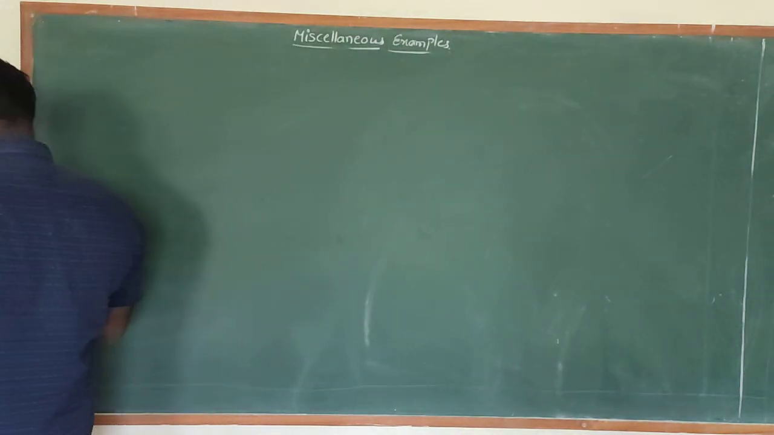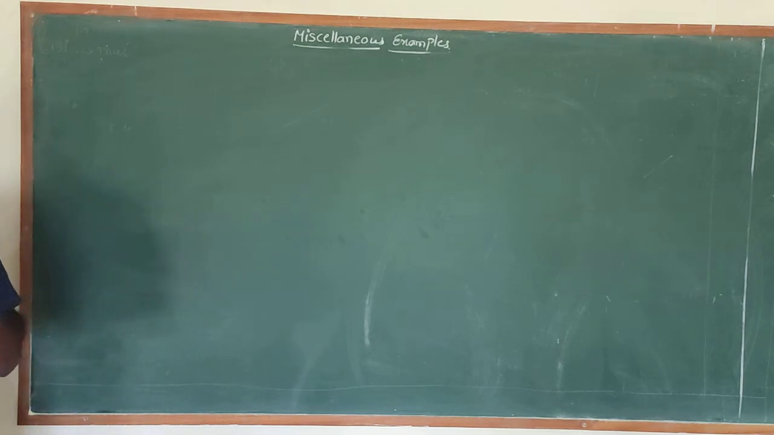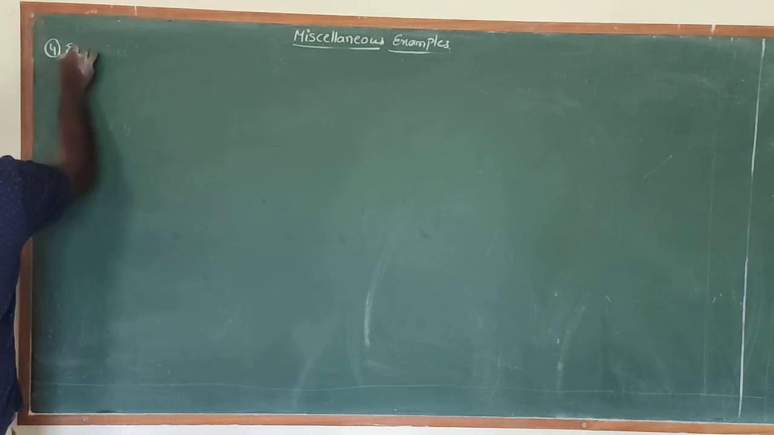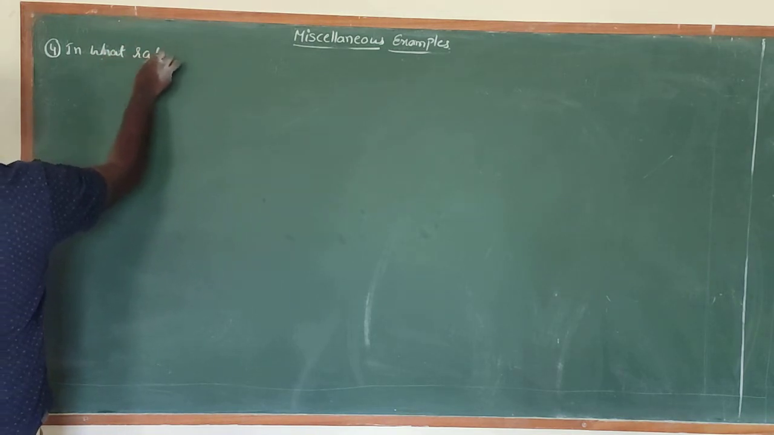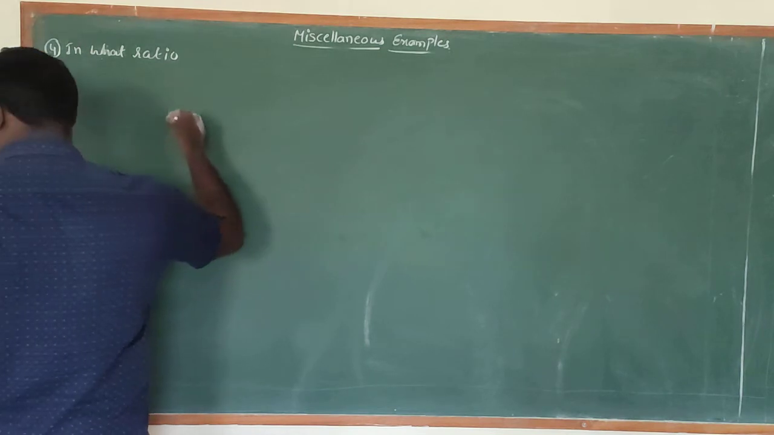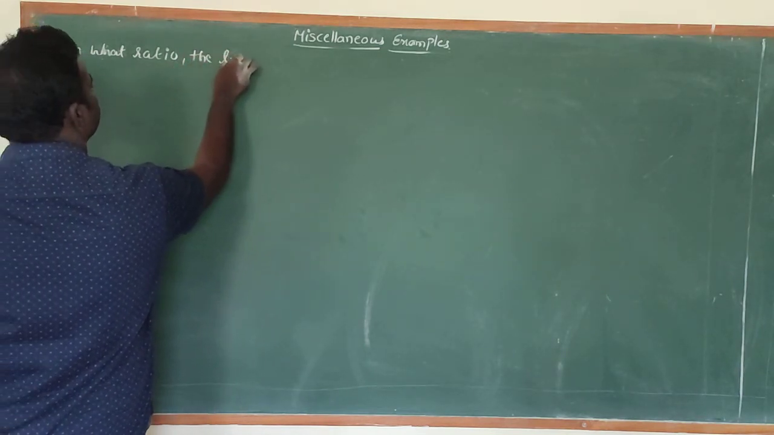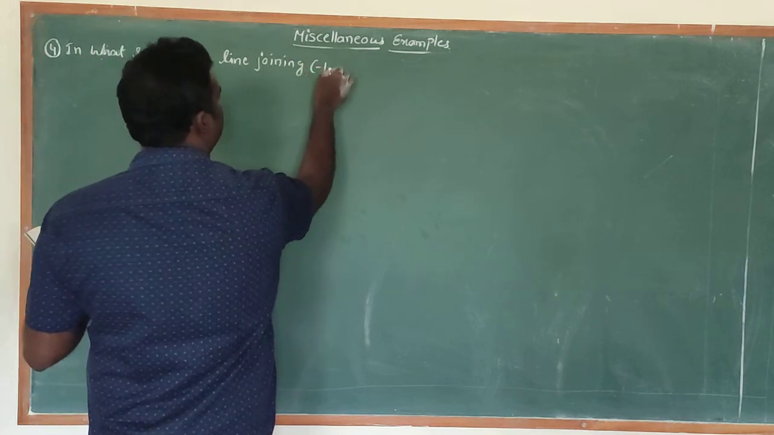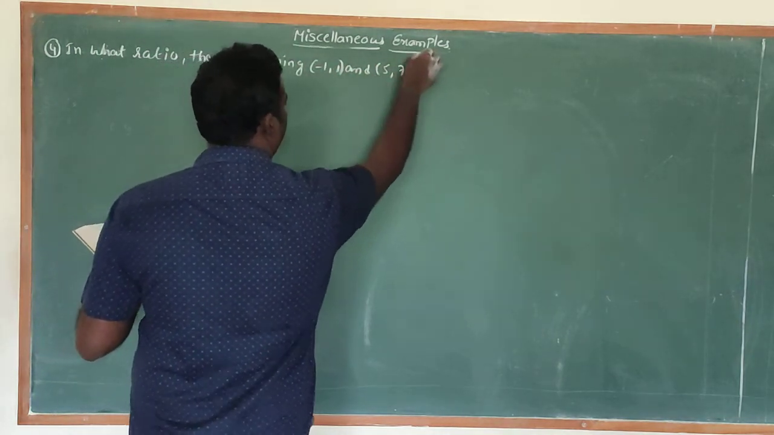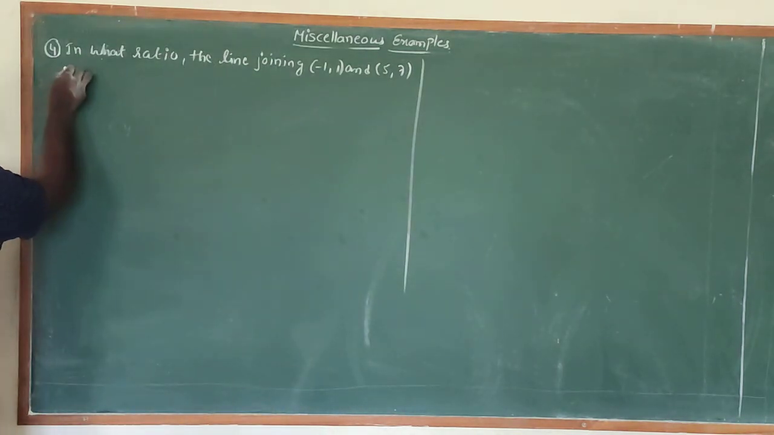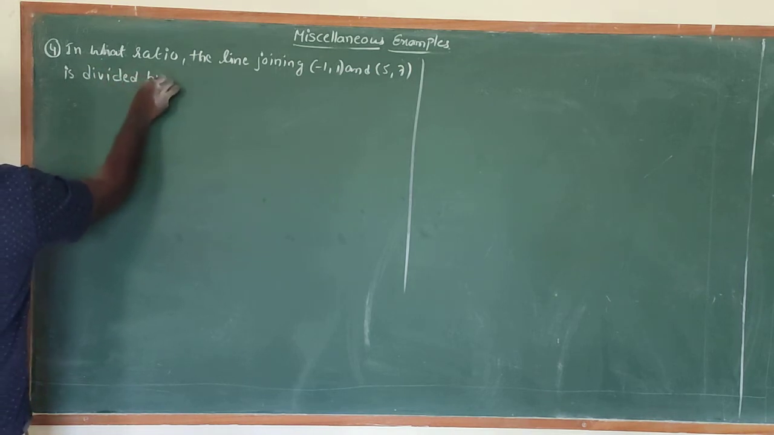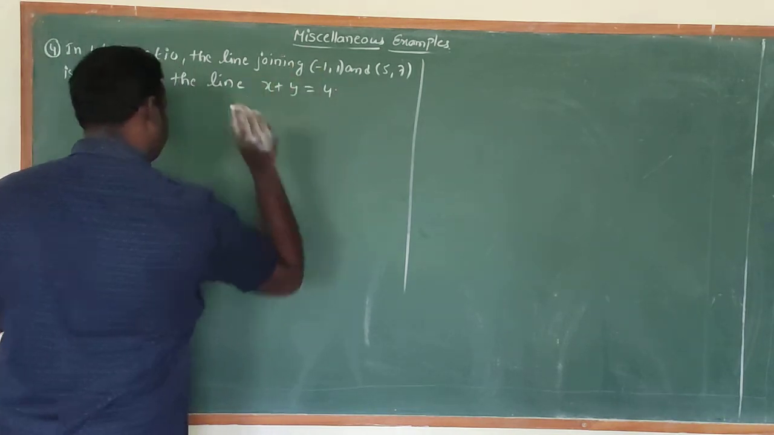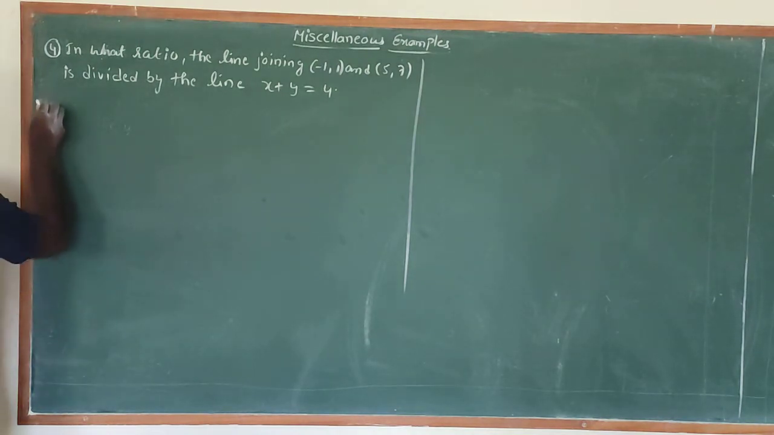Next question. Fourth. In what ratio the line joining (-1, 1) and (5, 7) is divided by the line x plus y equals 4. In what ratio the line joining two points is divided by a line?